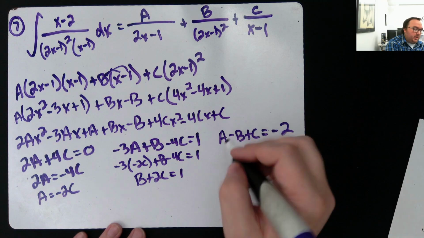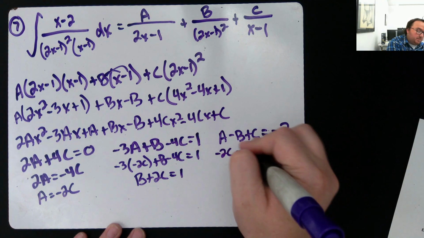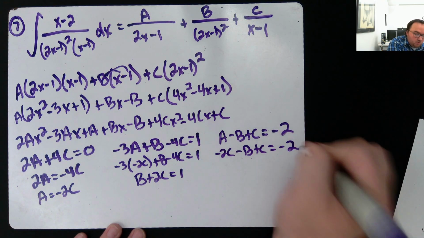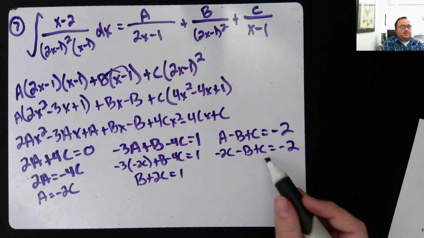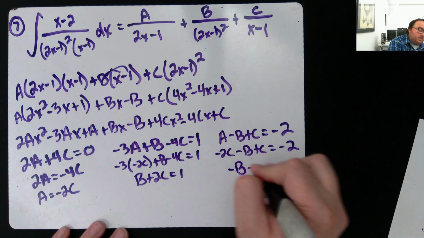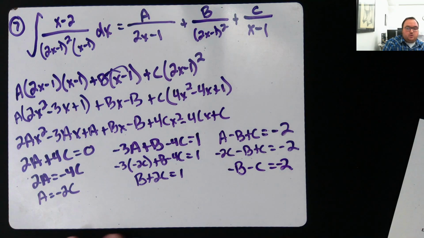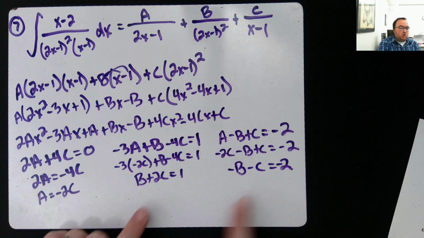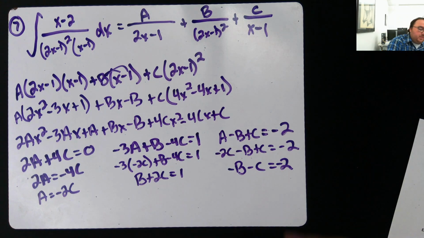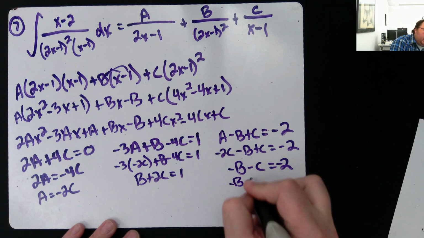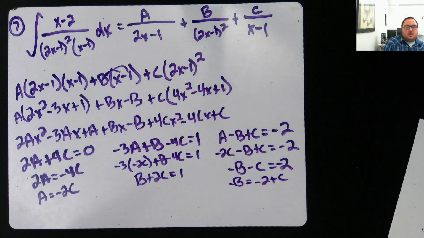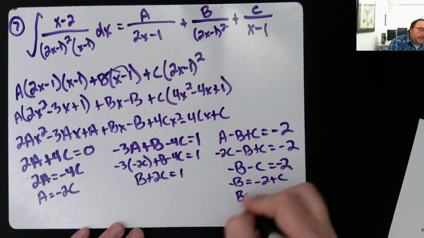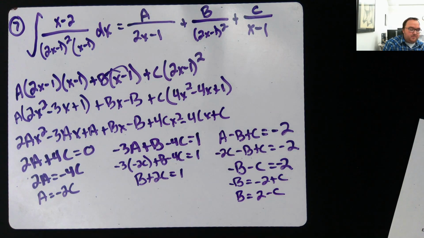Same thing over here, plug it in for a. Negative 2c minus b plus c equals negative 2. Negative 2c plus c is negative 1c. I can solve for b or c in either one of these. Let's just solve for b over here. Add c. Negative b equals negative 2 plus c. Divide by a negative 1. b equals 2 minus c.